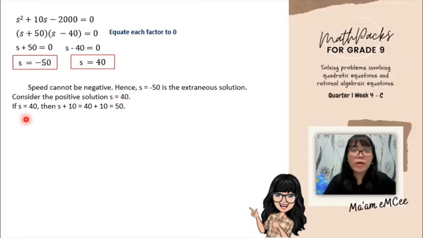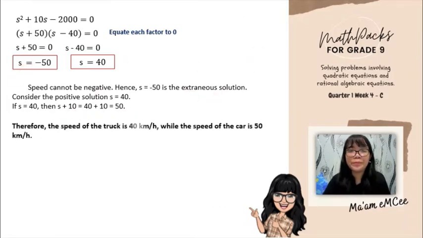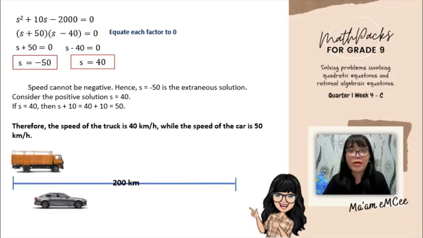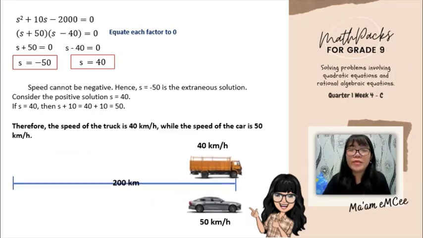And as for the car, again, the representation for the speed of the car is s plus 10. So s is 40, so that will be 40 plus 10, which is equal to 50. So the speed of the car is equal to 50. Therefore, the speed of the track is 40 kilometers per hour, while the speed of the car is 50 kilometers per hour. So these are now our answers or solutions for our problem.